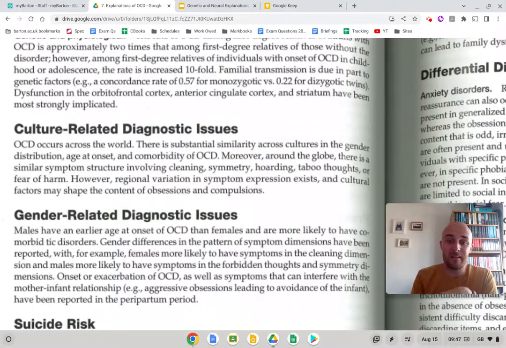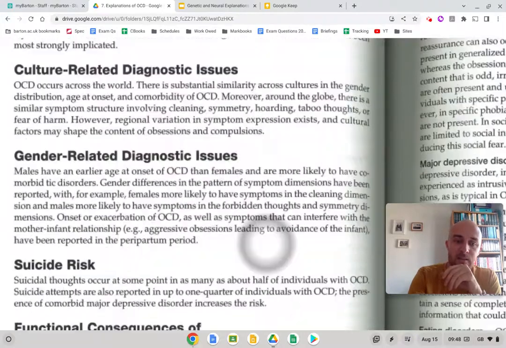However, apparently there are regional variations in symptom expression, meaning that there is some difference that is being caused by the culture you are in. So OCD, like depression, like phobias, like schizophrenia, is not exactly the same across the world. It is impacted partly by the culture you are in, and we've looked at that already with the symptom pool in definitions of abnormality. And there's a little bit about gender related diagnostic issues there.